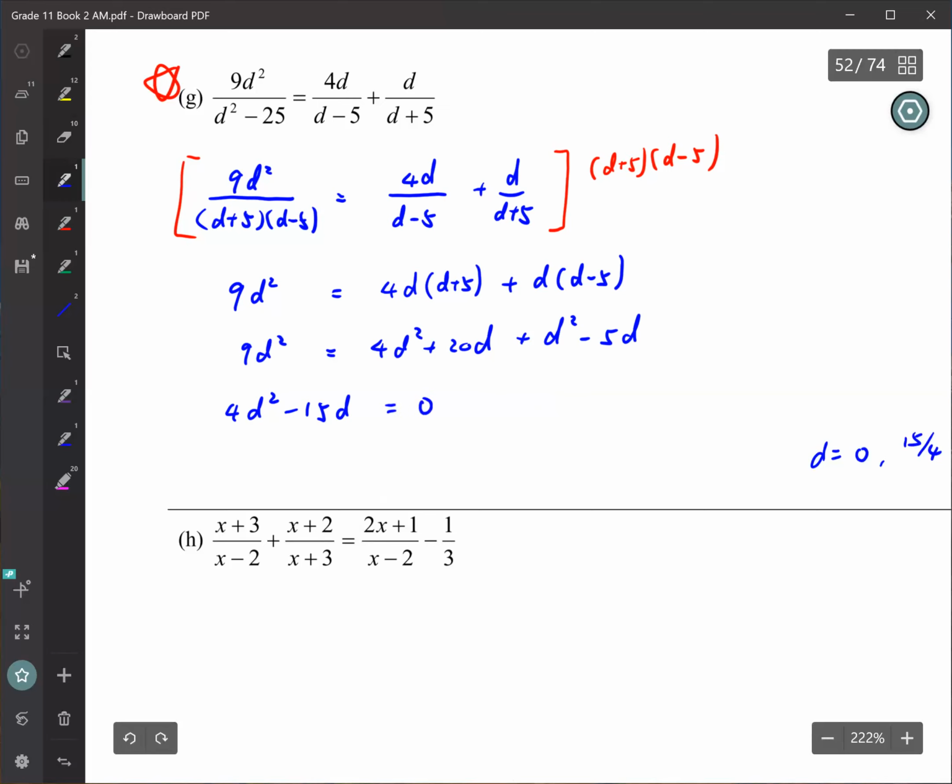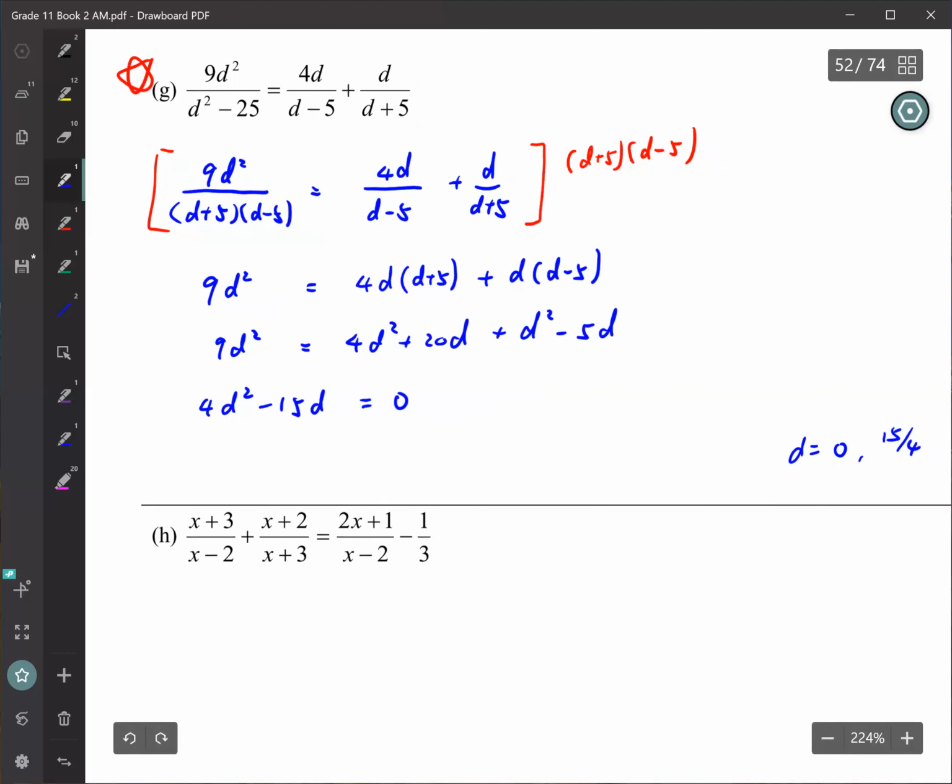Any questions so far? Okay, and Colin, what do we do next now? Restriction. No, we are not done yet. Oh, okay, yeah. You factor it, right? What do we factor out? D. D, yeah. So this one is just GCF. You don't need cross multiply, right? There's no three terms. So 4d minus 15 equals 0. And then you solve each one. D equal to 0 gives you this first answer, and then d equals 15 over 4.